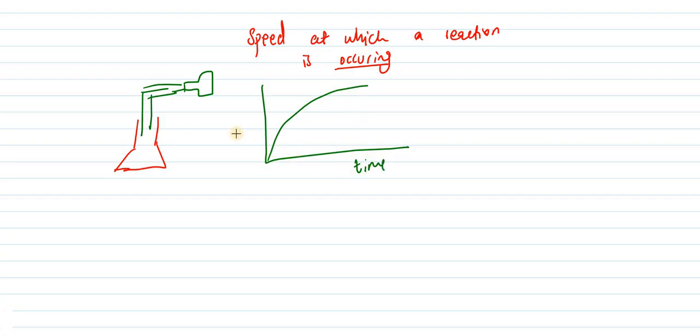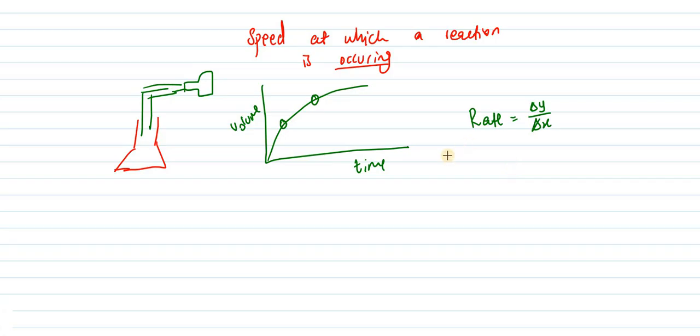Because as time proceeds, the volume of the gas is gonna be increasing. Okay, so this is the graph that you're gonna be working with. And if you're calculating the rate, you just look at 2 points, and then you're gonna say change in y over change in x. That's gonna give you the rate of the reaction.